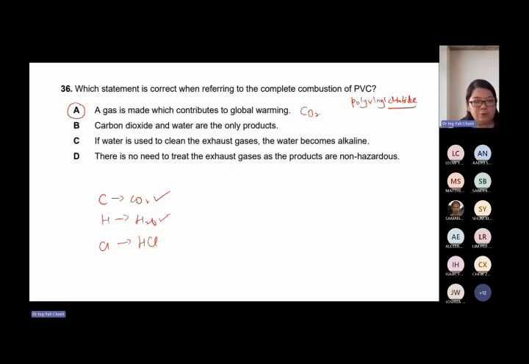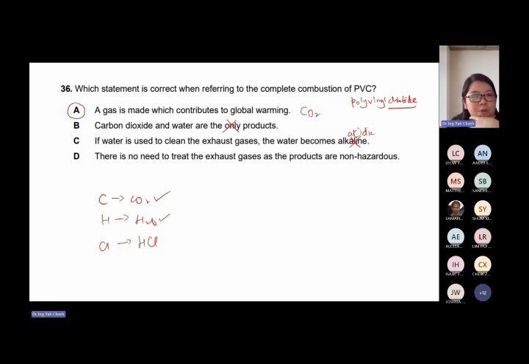We have CO2 and H2O, but definitely not the only products, because PVC contains chlorine. HCl is also formed, right? So this is not correct. C: if water is used to clean the exhaust gases, the water becomes alkaline. If you burn PVC, then the water is used to clean, you have HCl, which is soluble in water. That water will become acidic, not alkaline. So C is not correct.